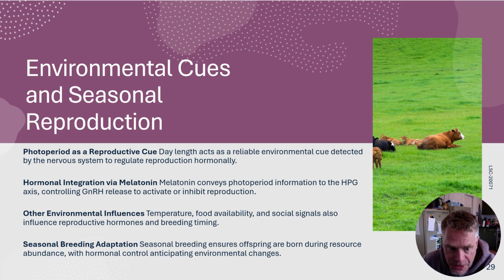So let's look in a little bit more detail now about this coordination with the environment and using environmental cues for seasonal reproduction. So the animals can use photoperiod, the day length, as a reproductive cue. That gives a reliable cue for detecting by the nervous system, allowing them to regulate their reproductive periods. The reason for this is to avoid the young being born at the wrong time of the year when there aren't resources available for them. And so you get things like the deer.